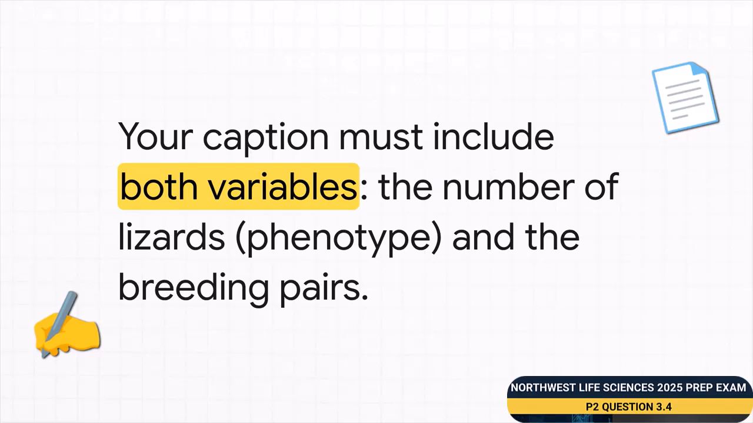Next, C is for caption. Think of your caption like the title of a movie. It has to tell the whole story. What's the graph about? For full marks, you have to include both variables, the number of lizards and which breeding pairs we're looking at.